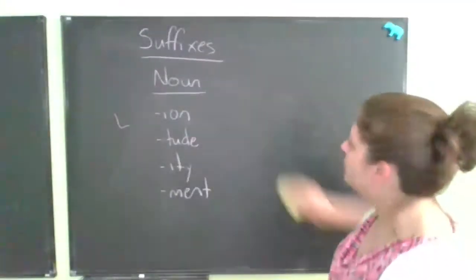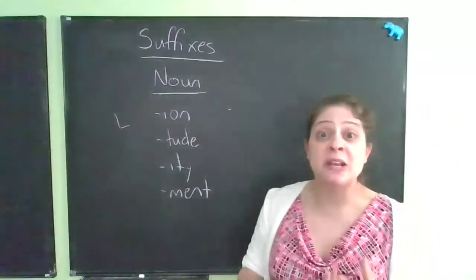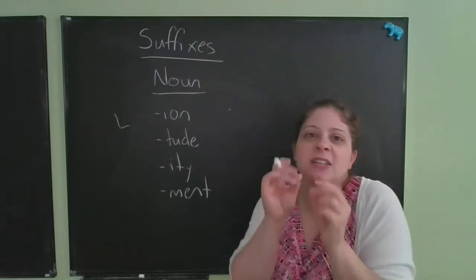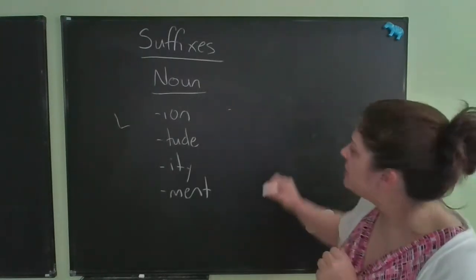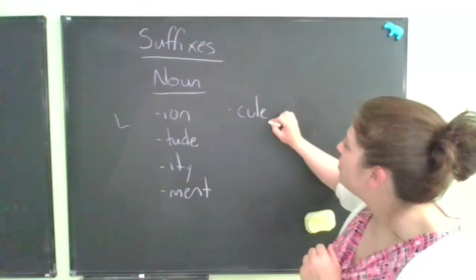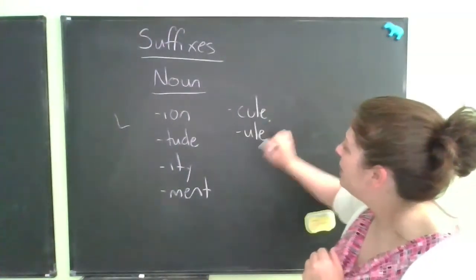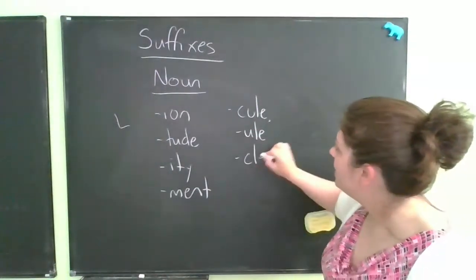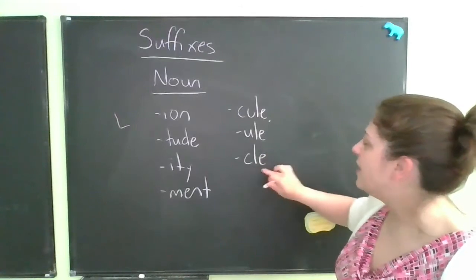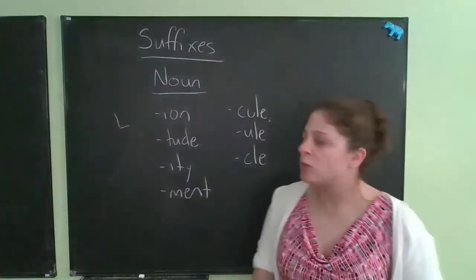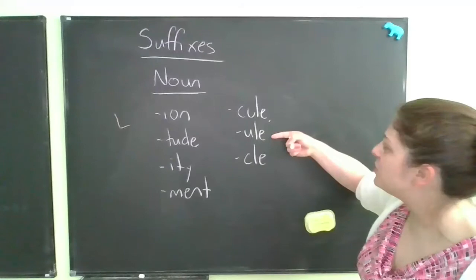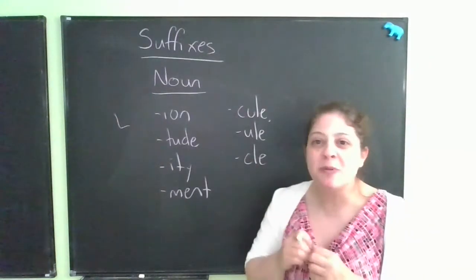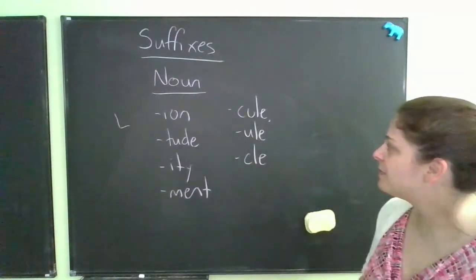Also on the Latin side, I'll move the Greek over a little bit, we have what are called our diminutives. These are suffixes that can come at the end of the word and indicate that the word is something that's like little or small. And so from Latin, we get cule, ule, and cle, C-L-E. So C-U-L-E, U-L-E, and C-L-E, right? So we see these in words like tentacle, capsule, molecule, and it all indicates something small. A tentacle is a little grabber in Latin, and a molecule is a little mass in Latin.